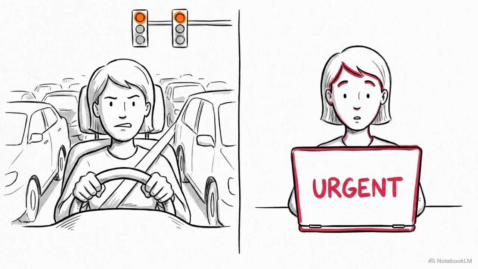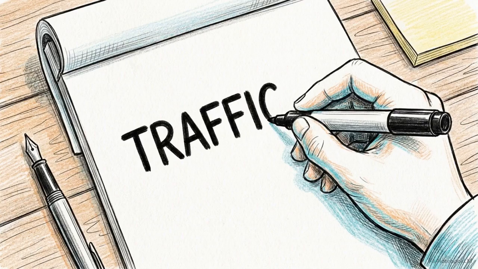Step 1 is identifying your curveball. This is the predictable trigger, like gridlock traffic or a demanding email, that sets off your negative cycle. Take a moment right now to write down your one primary curveball trigger.